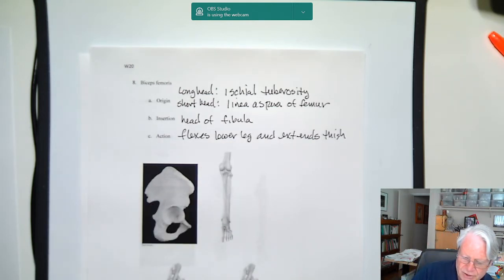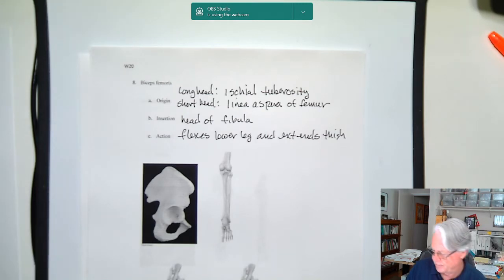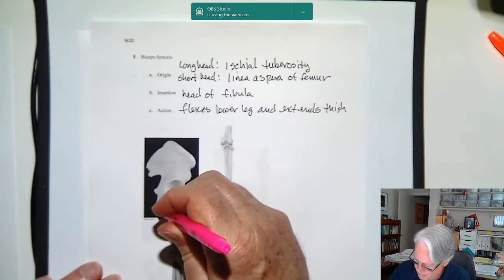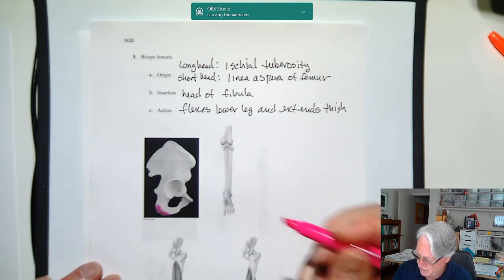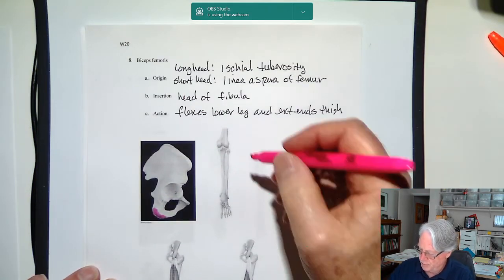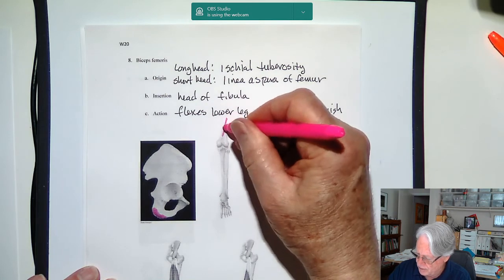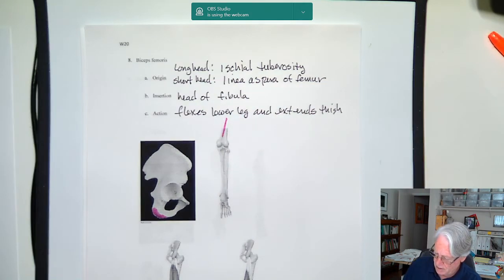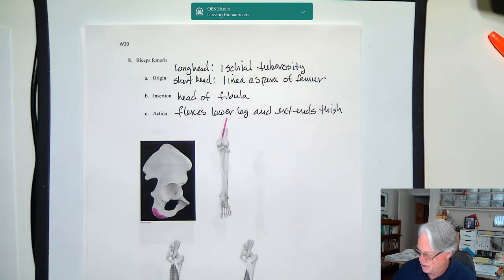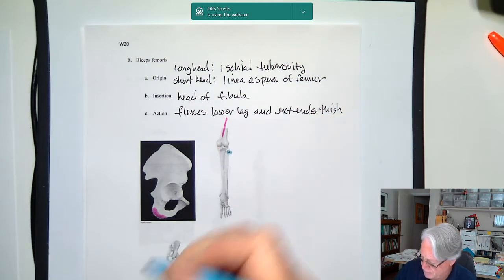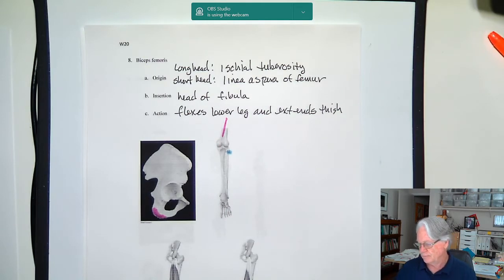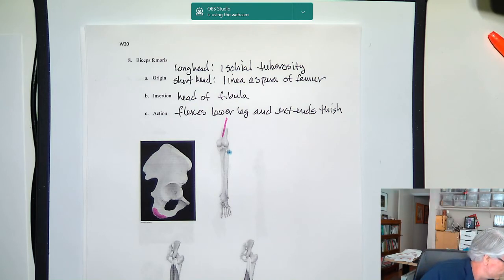So starting off with red, we want here. And we're going to have a line here. And then we're going to insert on the head of the fibula, which is right here. And that's our biceps femoris. Let's go ahead and look at some pictures.